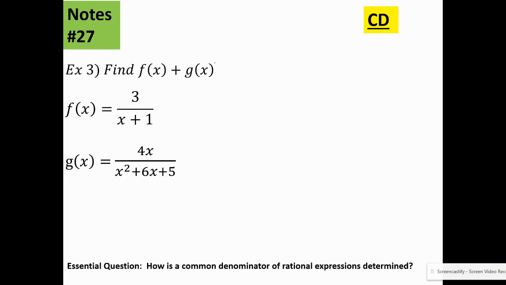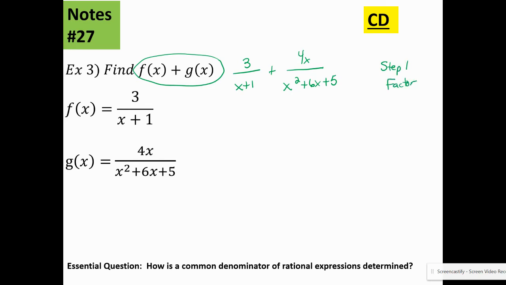Okay, so we're going to do this one. We're going to add them. So 3 over x plus 1 plus 4x over x squared plus 6x plus 5. So step 1 is to factor with the magic x. So I have to factor this one. This one just gets parentheses. It's just x plus 1.